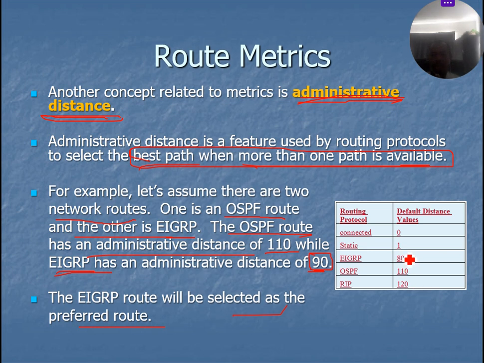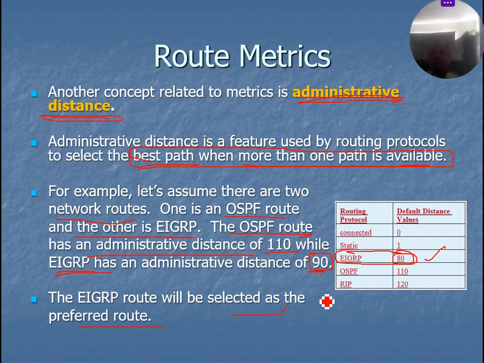So the one that will be selected automatically is the Enhanced Interior Gateway Routing Protocol, because the administrative distance is smaller. So the one with the smaller administrative distance is usually the one that will be selected automatically or dynamically. Is that okay?